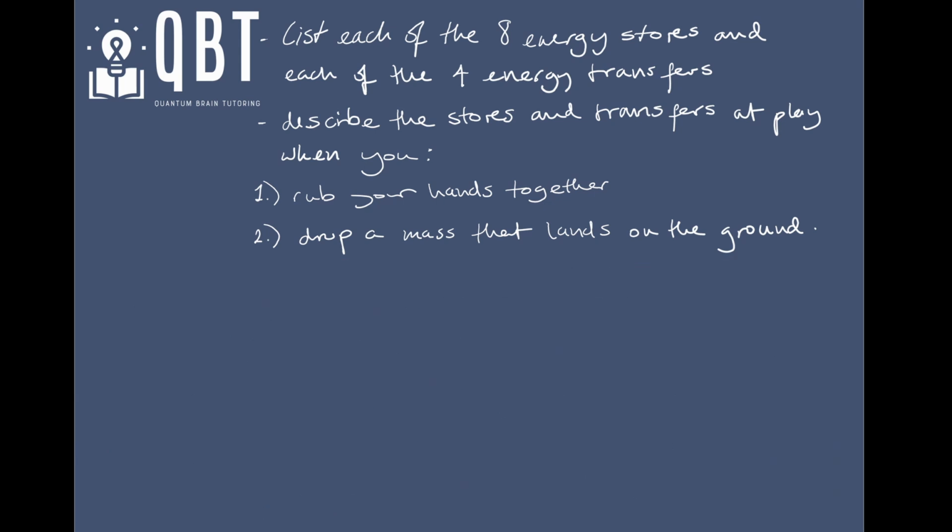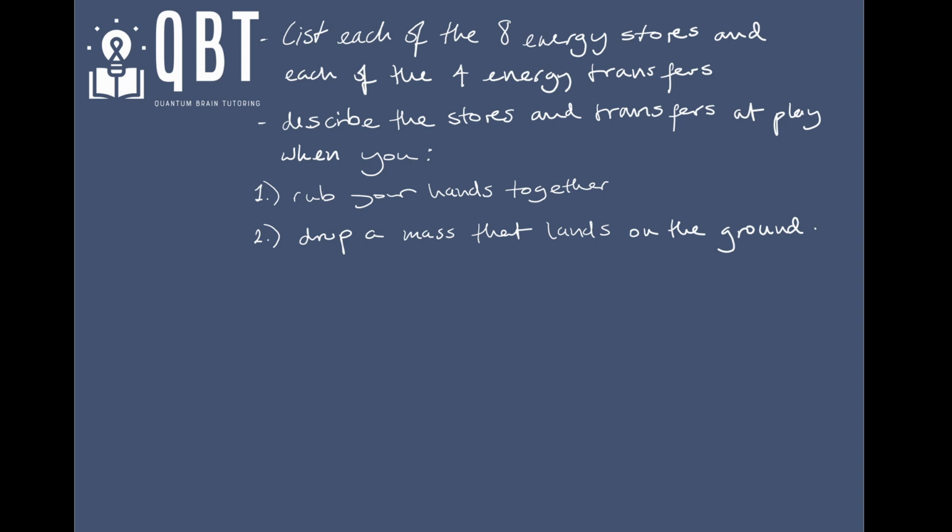The next part of the question says, describe the stores and transfers at play when you 1. rub your hands together, and 2. drop a mass that lands on the ground. If you've ever rubbed your hands together, particularly when you're cold, you rub them nice and quickly and you manage to generate some heat. So what's actually going on there? Let's break it down in terms of transfers and stores.